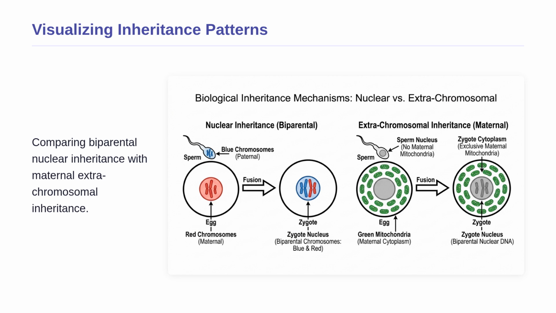Now, look at the right side, showing extra-chromosomal inheritance. The sperm is small and contributes almost no cytoplasm. The egg, however, is massive and packed with green mitochondria. When they fuse, the resulting zygote inherits all of its green mitochondria exclusively from the mother's egg. This visual perfectly captures why these traits follow a strict maternal lineage.